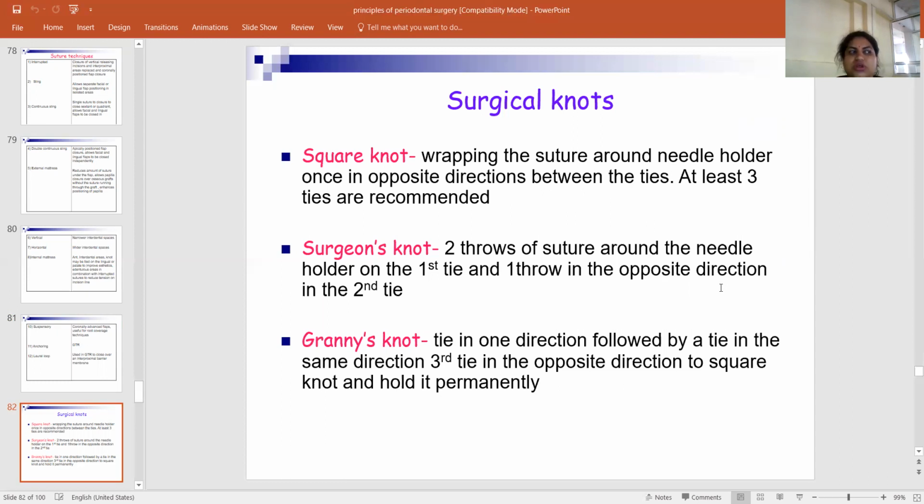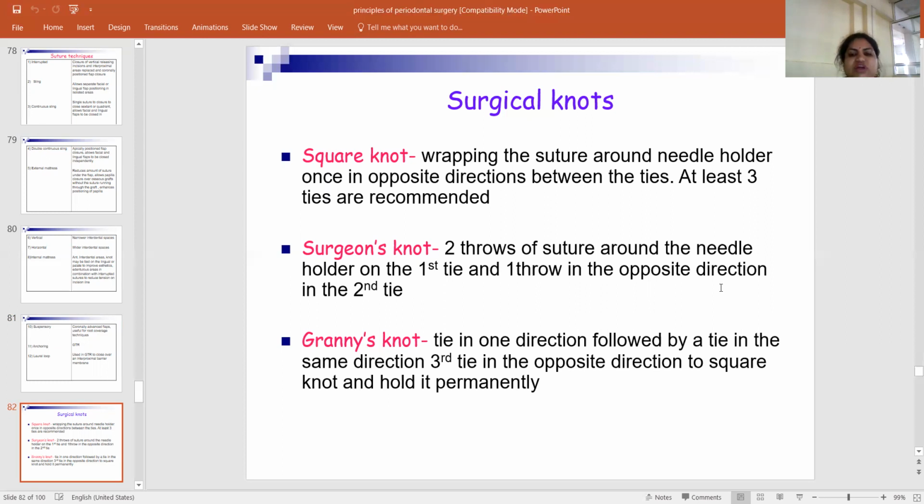What is the surgeon's knot? The surgeon's knot is two throws of suture around the needle holder on the first tie, and one throw in the opposite direction in the second tie. So you make 2 rounds of suture material for the first tie and one throw in the opposite direction in the second tie.